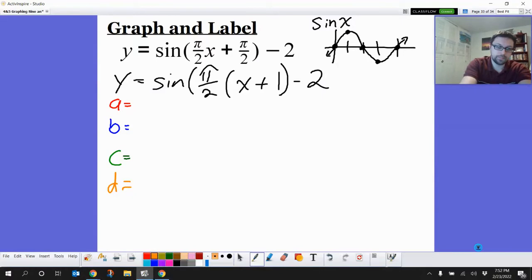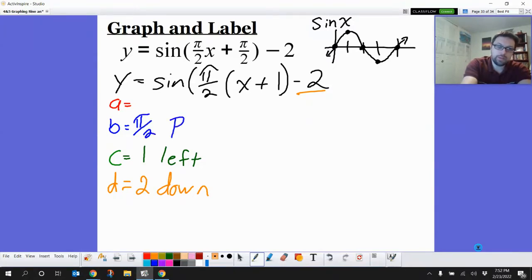-2, guess what? You're our D. So that is going to be 2 down on our sinusoidal axis. So all of our points need to move down 2. Our phase shift is going to be 1 to the left. 1 left. And then our B value is going to be pi over 2.